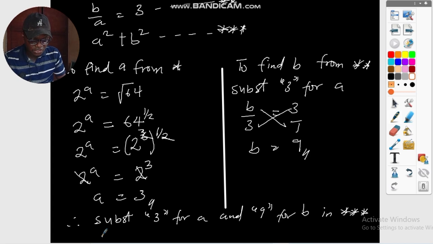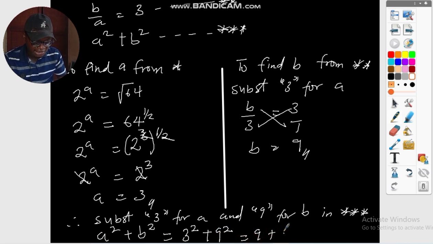And so it's going to be that a squared plus b squared will now be equal to 3 squared, if we substitute it, plus 9 squared, which is equal to, 3 squared is 9, and 9 squared is 81. And 9 plus 81 is 90. And there you go. We just answered this question.